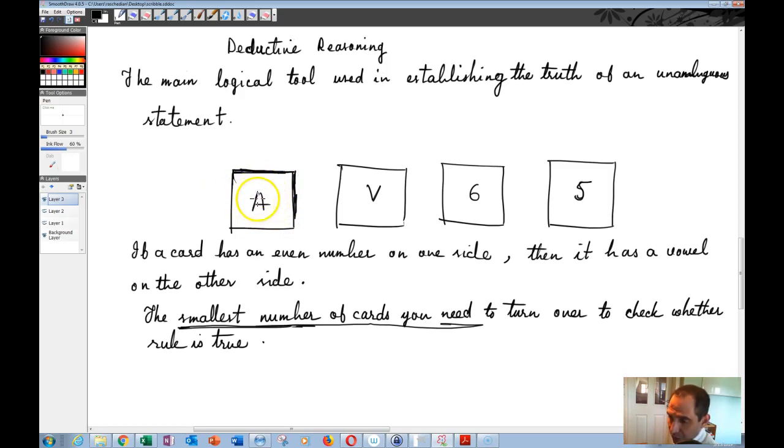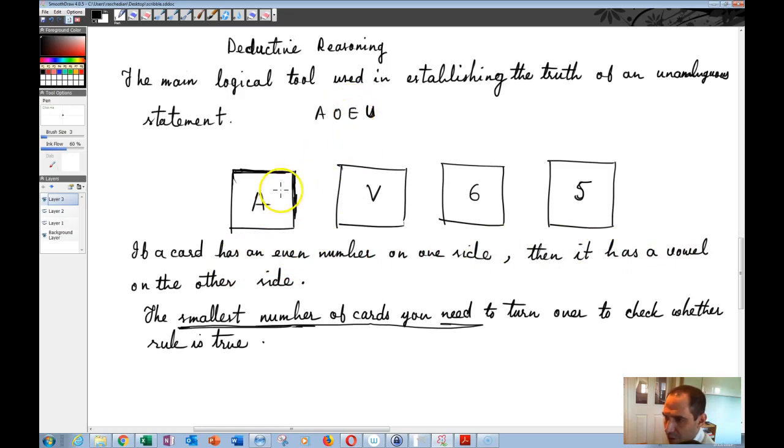So basically, you know that the vowels are A, O, E, U. I think that's the only vowels that we have in the English language. Okay, so if you have an even number on one side, then it has a vowel on the other side.